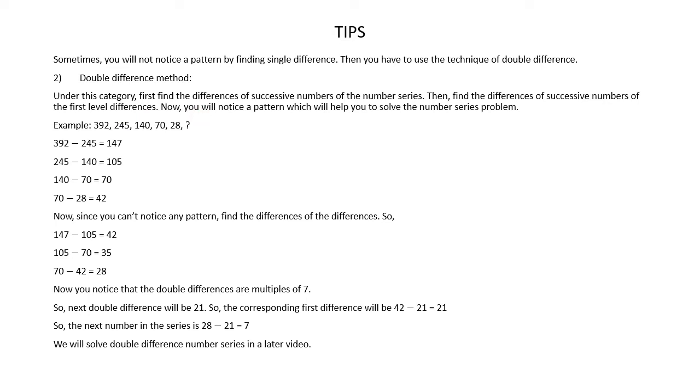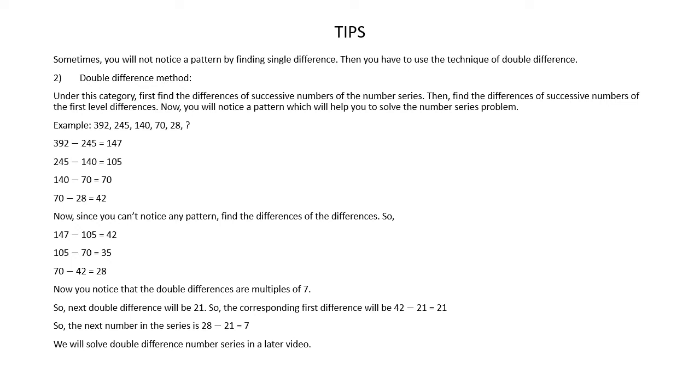This means that first you have to find the differences of the successive numbers of the number series. Here you won't be able to notice the pattern. So move on to the next step. Find the differences of the differences. Then you will notice a pattern which will help you to solve the number series problem. Let's understand this with an example. Look at this number series: 392, 245, 140, 70, 28 and question mark. You have to find out what number will come after 28.